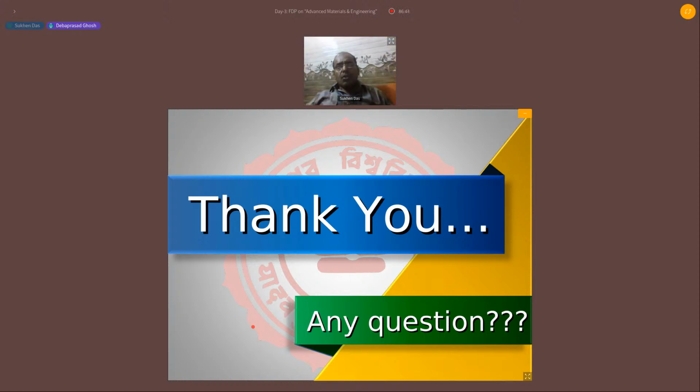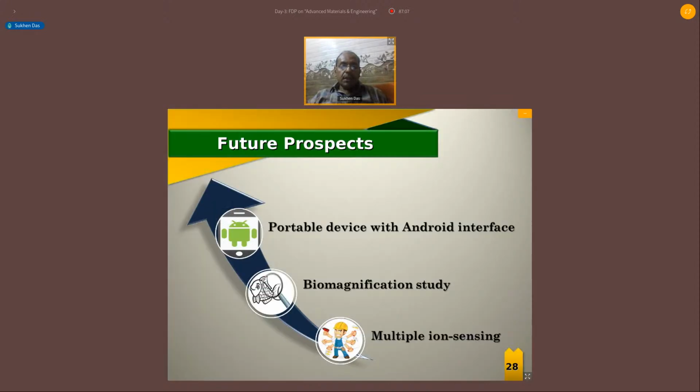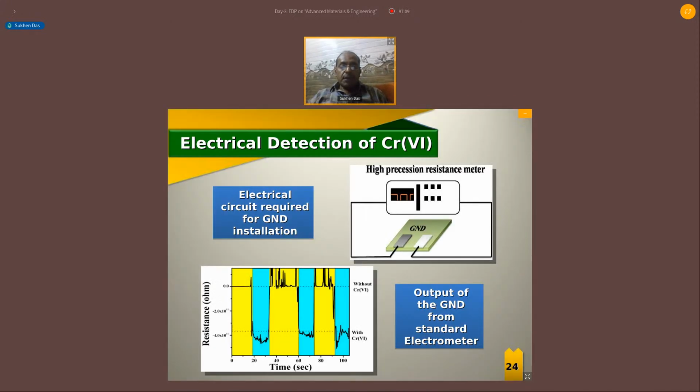No, if there is no chromium, then fluorescence will remain there. If you expose that at a wavelength of 370 nanometers, the fluorescence property will remain there. If chromium is present, then what is happening, as I showed you earlier in this graph, is this pathway.